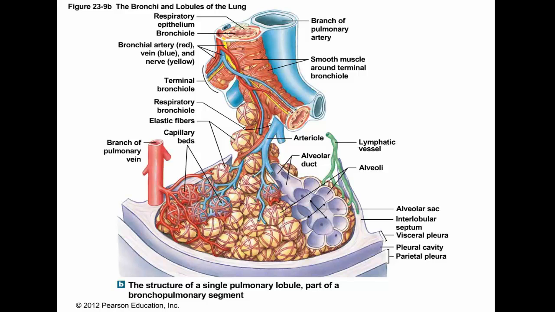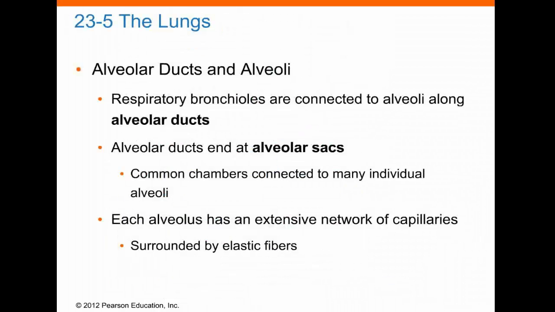Over to the right of the diagram, you can see the branch of the pulmonary vein. Remember, that vein is taking blood back to the heart. Remember, veins always carry blood back to the heart, and it is taking oxygenated blood back to the heart to be pumped by the left side of the heart out to the circulation.